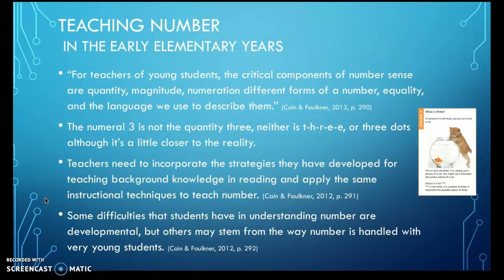It talks about how students know that the word CAT, cat, is not an actual cat, but a word to describe an object, just like the numeral 3 is not the quantity 3, but the word used to represent an amount. As teachers, we need to build a background knowledge of numbers in order for students to understand what they are and how we can use them. The article points out that students can have developmental issues with number, but that it can also be because of the way that number was used or taught to them at a young age.